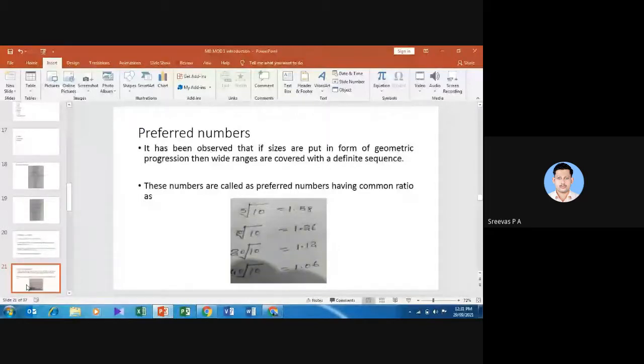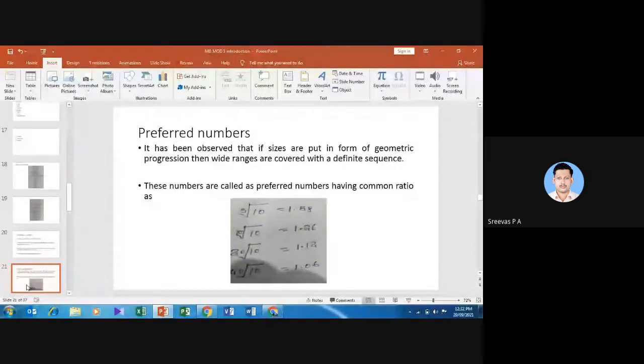Common ratio. Yes. If the first number is A and the common ratio is R, then the second number will be A multiplied by R. The third number will be the second number multiplied by the common ratio R, so the third number will be AR square. The fourth number will be AR cube. Okay. So it is moving in a geometric progression.